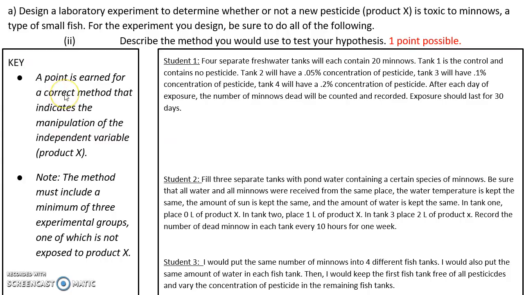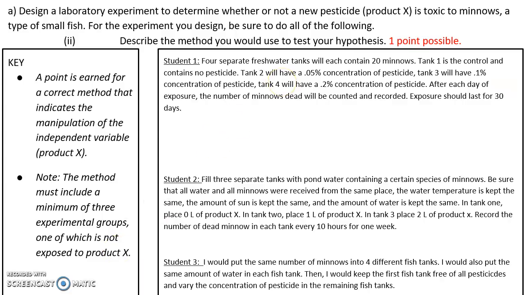So the key points here to get your point is that you are indicating a manipulation of your independent variable, manipulation of the independent variable. Note the method has to include 3 experimental groups, one of which is not exposed to product X. So hopefully when I say the one that is not exposed to product X, you know that's the control group. So let's look at student 1.